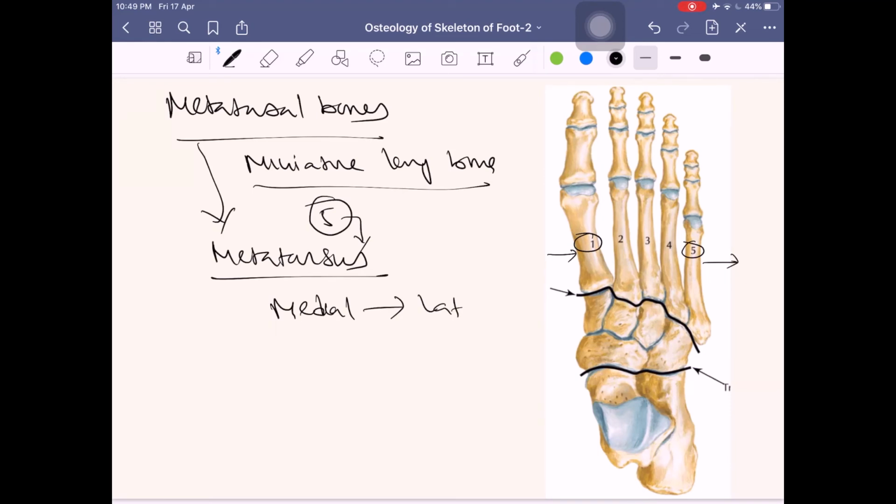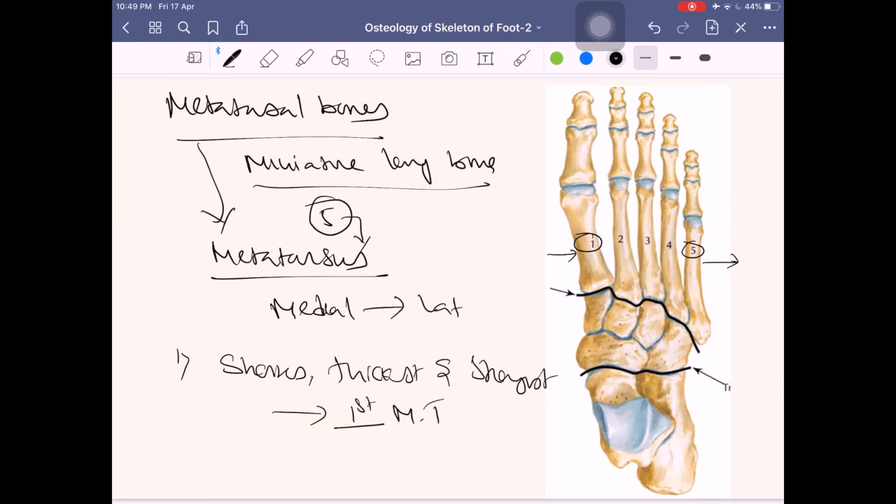And if these bones are mixed up and given to you, your identification is that the shortest, thickest and strongest bone among all of them is your first. The reason the first metatarsal is short and thick is that the weight transmission happens through this particular bone. So this is the shortest, thickest and strongest bone because it allows the transmission of weight. And they have articular surfaces that are kidney shaped, but that is not required.